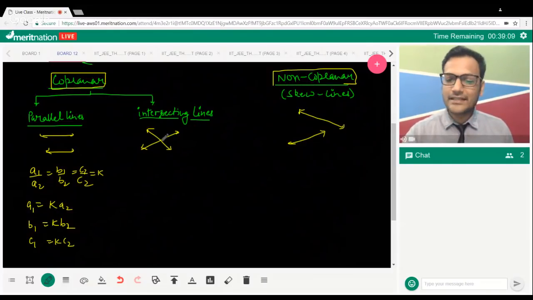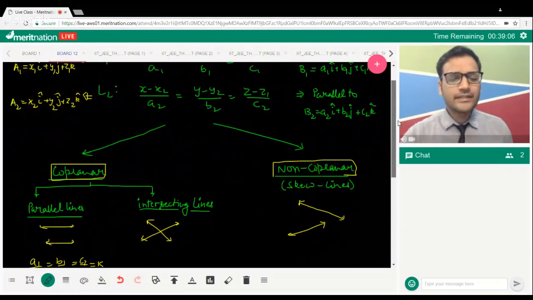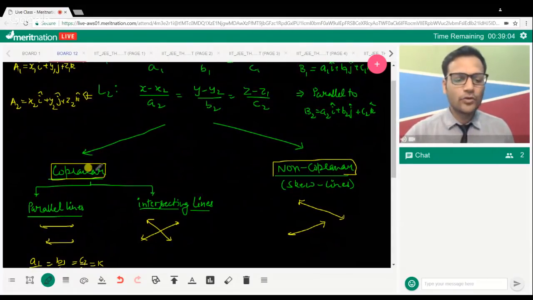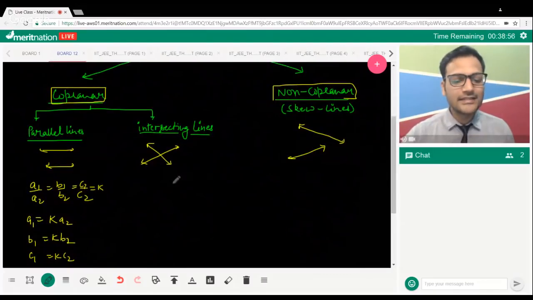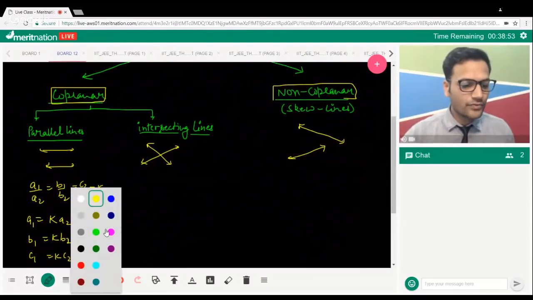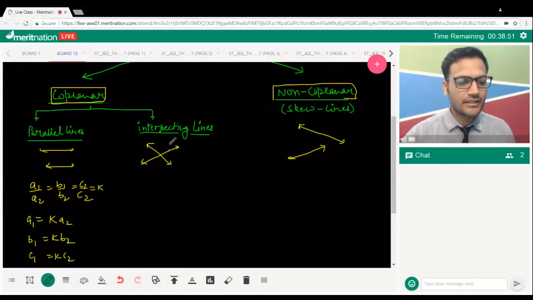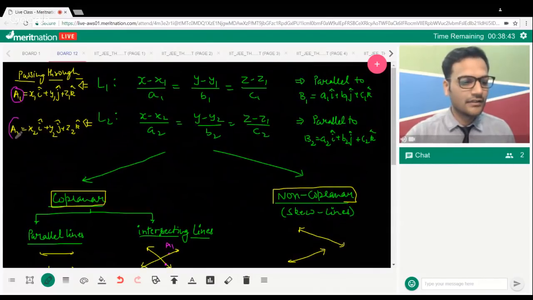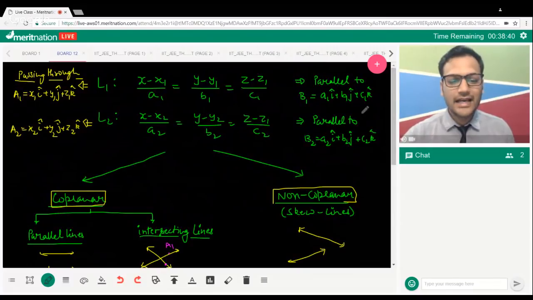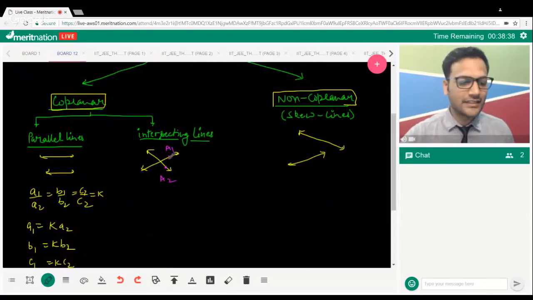When the lines will be intersecting, the lines will be coplanar. If I talk about the coplanarity of the lines, the lines are parallel, we can check it from here. The intersecting lines will also be coplanar lines. So if I choose the points which I've represented, let's say this point is A1, this point is A2, the points from which these two lines pass, and the lines are parallel to these two vectors. So this is vector B1 and this is vector B2.